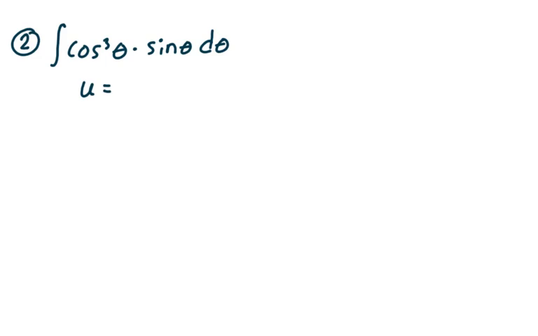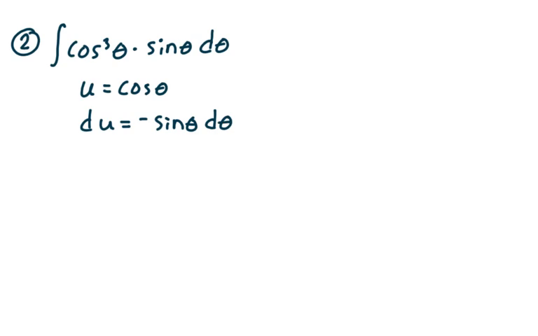So let's take a look at problem number 2. Suppose we have the integral of cosine cubed theta times sine of theta d theta. So this again is another u substitution problem. And I'm going to let u equal cosine theta. Du is negative sine theta d theta.